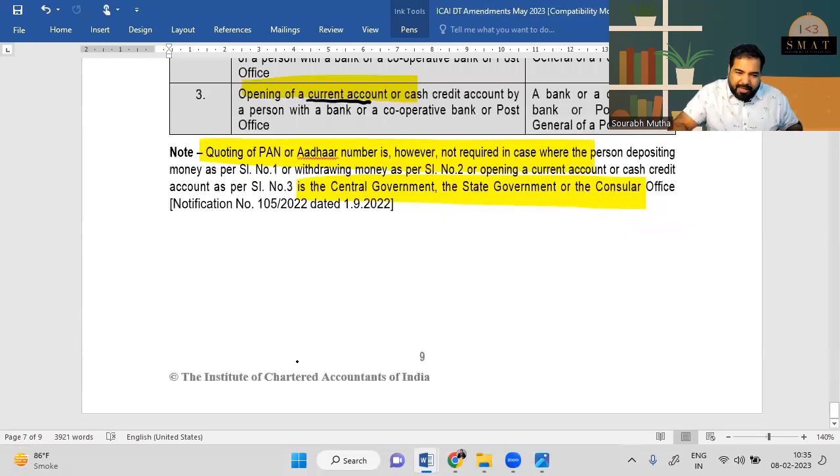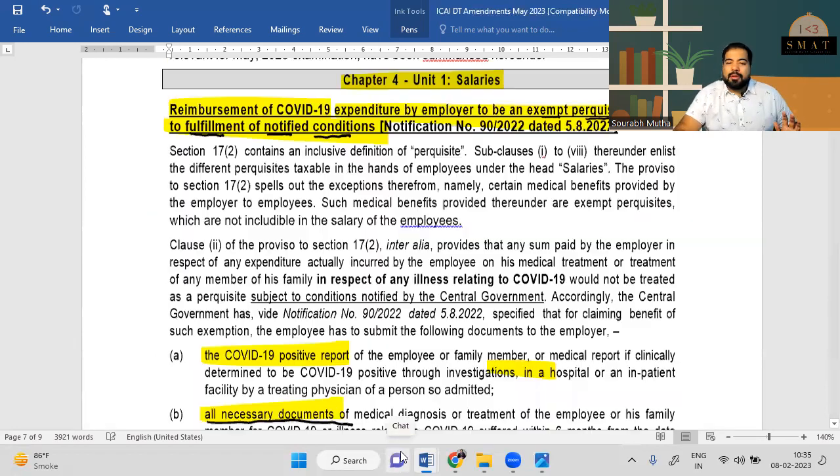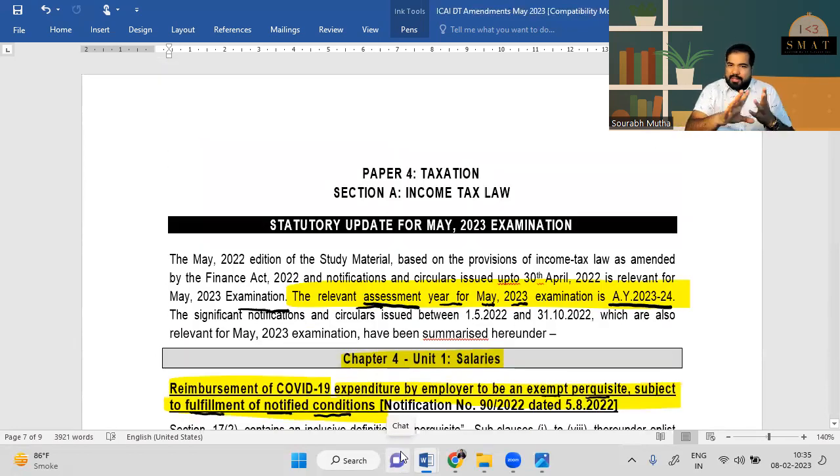Guys, this is the end of the 9-page DT amendment that ICAI has uploaded. So remember, guys, of this, the most important, of course, COVID is very simple. 194R is the one that steals the show. So do this well. Watch this every time you want to revise.